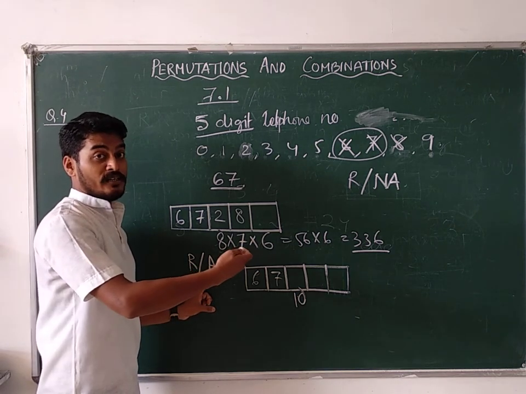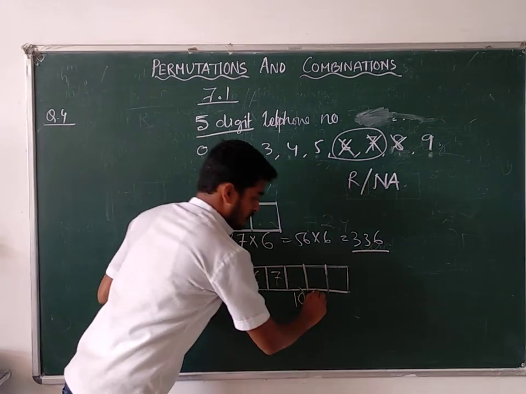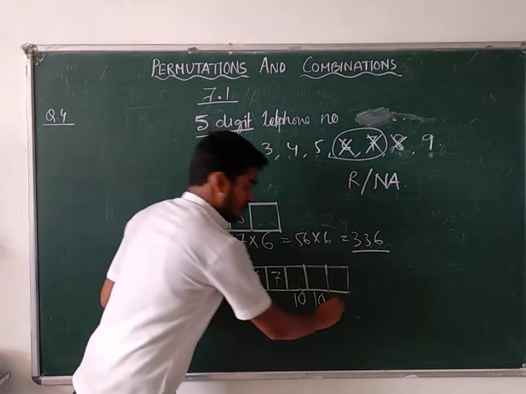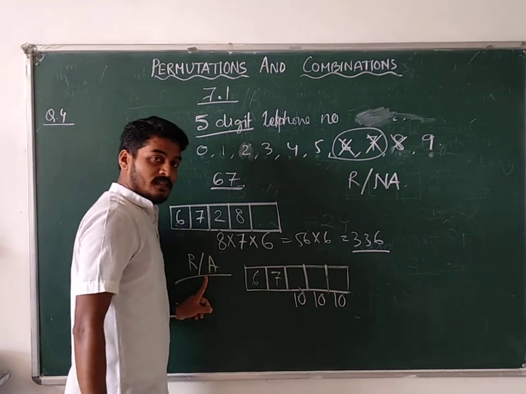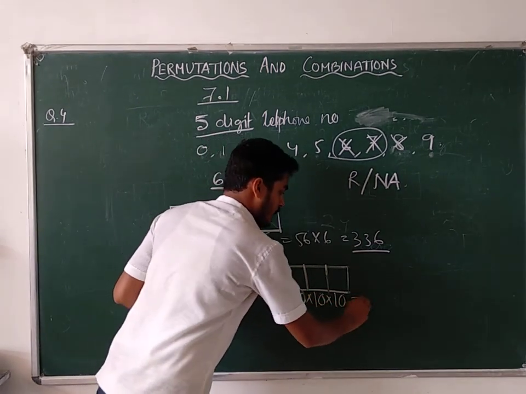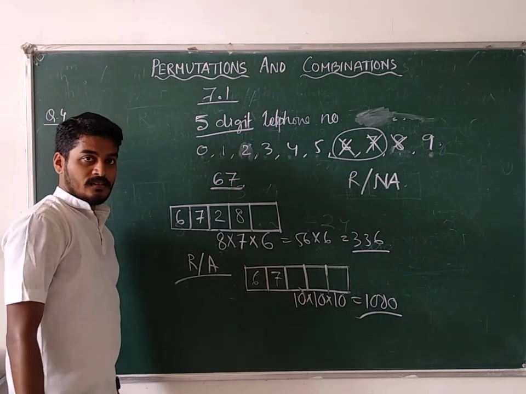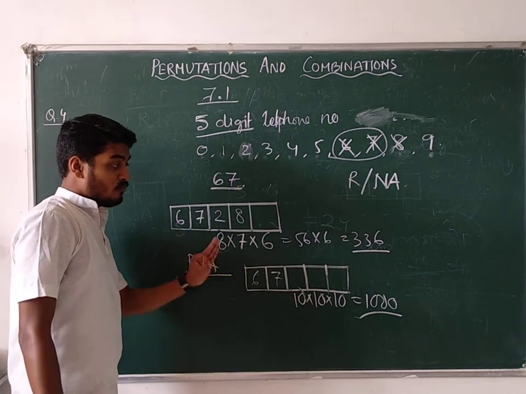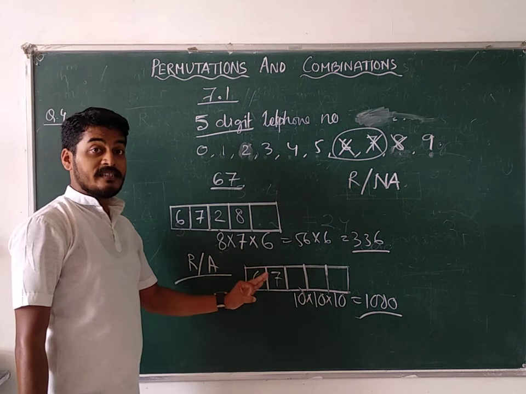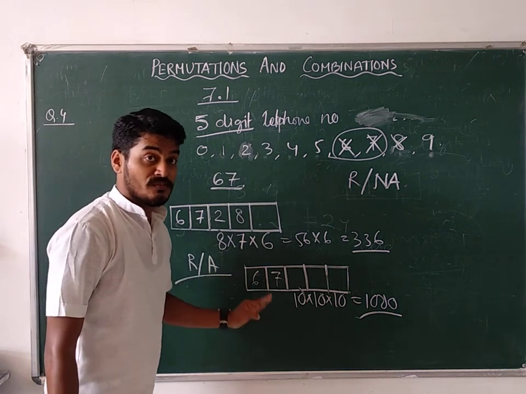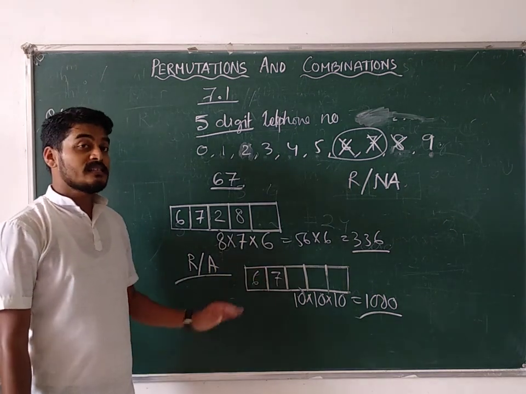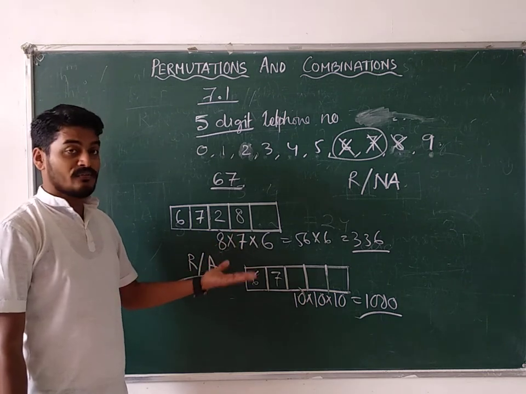So this place can fill up in how many ways? 10 ways. This place can fill up in how many ways? 10 ways. So total number of ways will be 1000. Am I correct? So that means we have 1000 5-digit numbers that can be formed starting with 67, generally 5-digit telephone numbers.